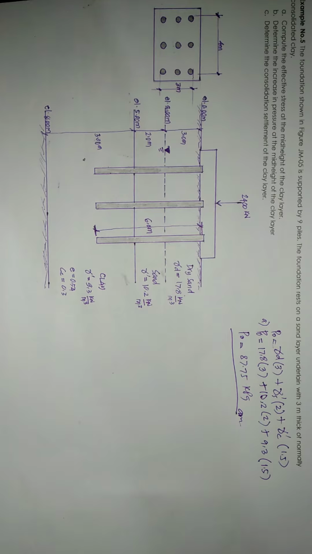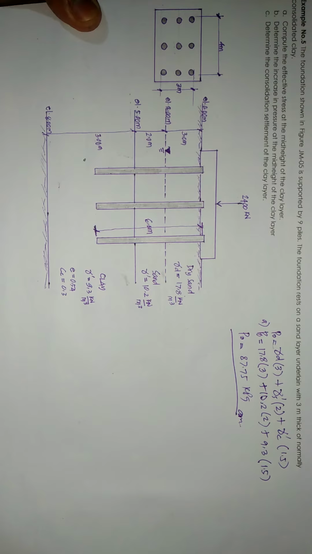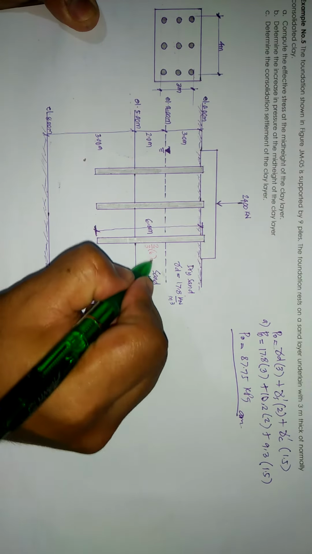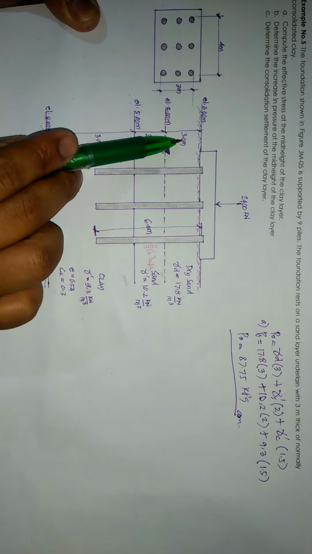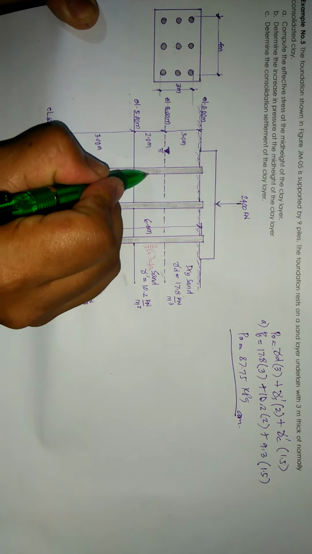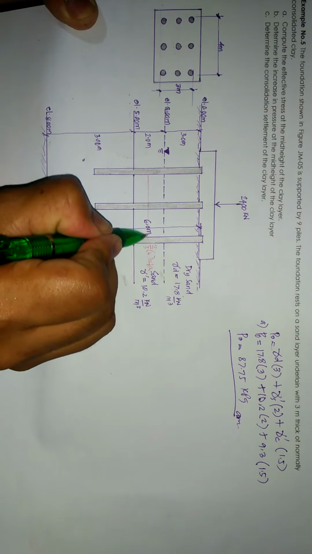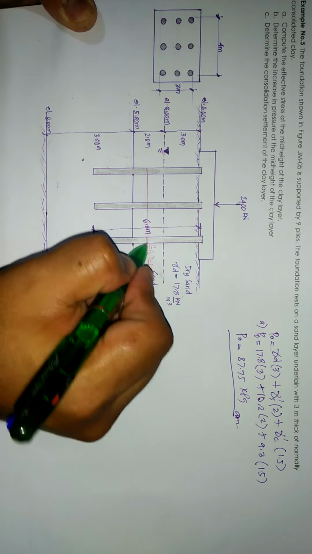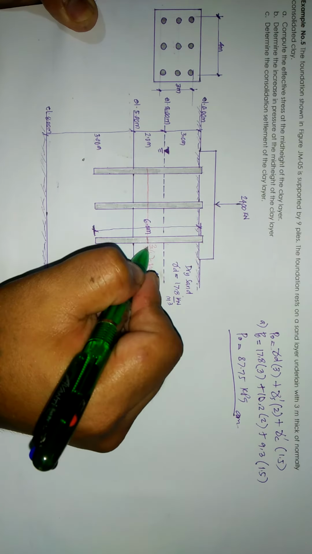Okay, letter B. Determine the increase in pressure at the mid-height of the clay layer. Ito na, increase in pressure tayo. So, ngayon, kapag increase in pressure, di ba, kukunin mo muna yung 2L over 3. So, 2/3 of L is 2/3 of 6, that is 4 meters. So, 3, 5. So, nandito sa portion yung consolidating. Dito tayo mag-start ng 2/3 L. Ito yung 2/3 L natin.